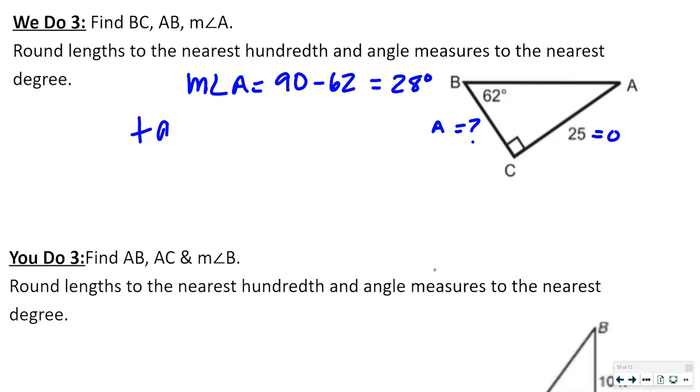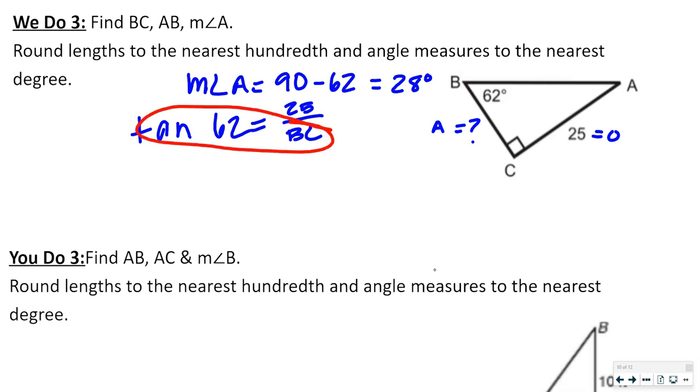So it's going to be the tangent of 62 equals opposite 25 over our adjacent, which is our BC. Now what happens here again? They're going to swap places again. So BC equals 25 divided by the tangent of 62, and that equals 13.29.